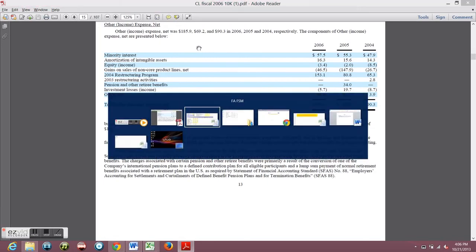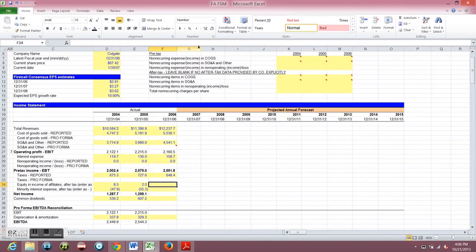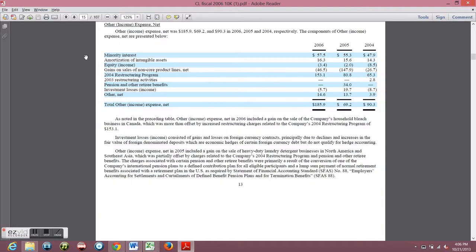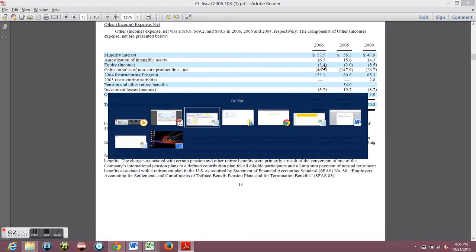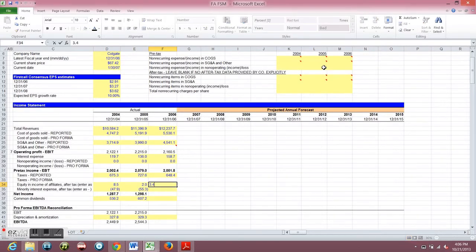Now, why do we pay attention to that? Well, we pay attention to that because we're recognizing it in a different way. As you can see, equity and income enter as positive. We're going to not put the parentheses. Okay, so we have equity and income in 06, 3.4. So we're just going to put positive 3.4.